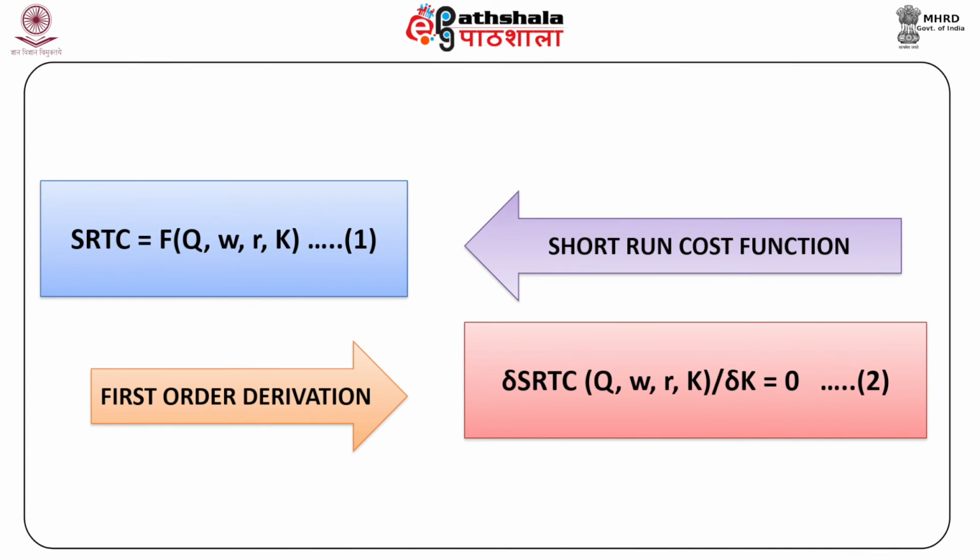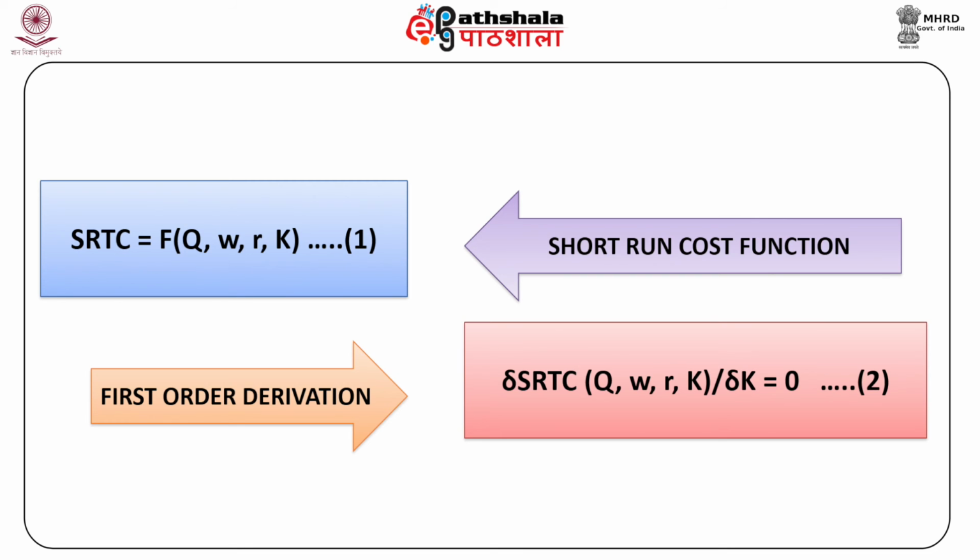A short run cost function is typically represented by SRTC as a function of Q, w, r, K, equation 1, where w wages and r rent are prices of inputs. A family of short run cost curves is generated by allowing K to vary while holding w and r constant. A long run curve follows the condition given in equation 1, along with the condition that the chosen K is cost minimizing for any level of output.